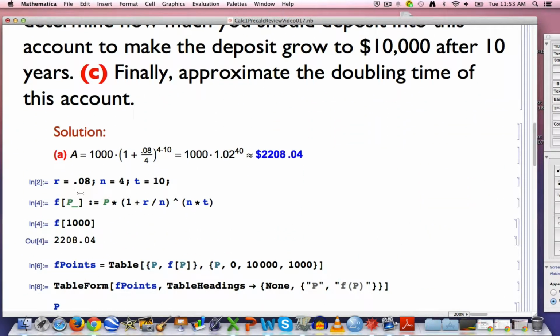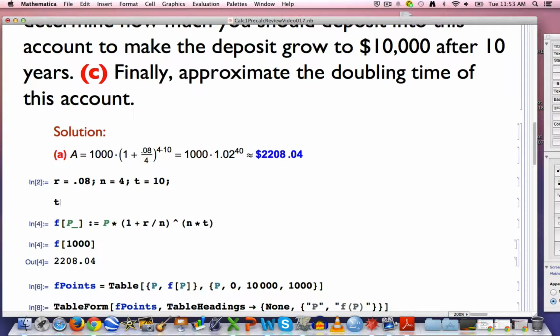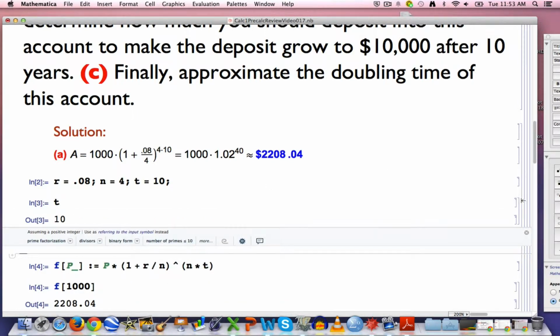So first of all, we enter the values of r, n, and t. R is the nominal annual interest rate. It's 8%, which we type in as 0.08. N is the number of compounding periods per year. Since it was quarterly compounding, n was 4. T is the number of years. You can see that these values are not entered yet because r, n, and t are blue. Once I do a shift return to enter these things, watch the r, n, and t will turn black, and you can confirm, for example, that t has been stored in Mathematica's memory as a value of 10.